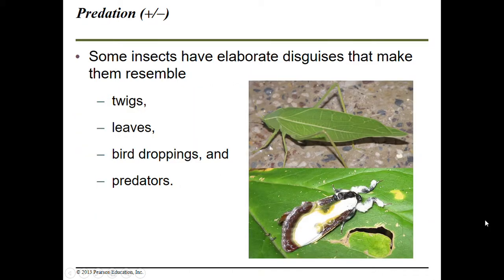Alright, now let's look at some insect crypsis. This is pretty interesting. They can come up with some really elaborate disguises. Katydids look like leaves. So that's that first picture. That second picture is of a moth that looks like bird poop. And then we have different stick bugs that look like twigs. And they're really hard to pick out from an actual twig.